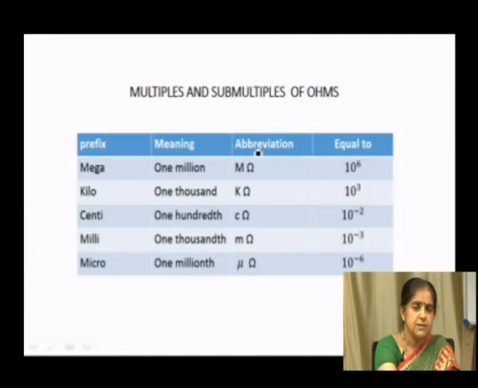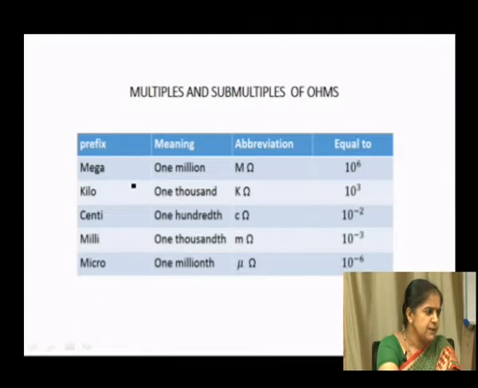Sometimes this ohm may be a bigger unit or a smaller unit. Suppose you take the insulation resistance of a cable or of a machine; in that case the resistance of the cable is usually expressed in mega ohms. Therefore, ohm will be a smaller unit, and in certain cases it will be a bigger unit. So, in order to express the magnitude of resistance in suitable values, the multiples and submultiples of the resistance are used.